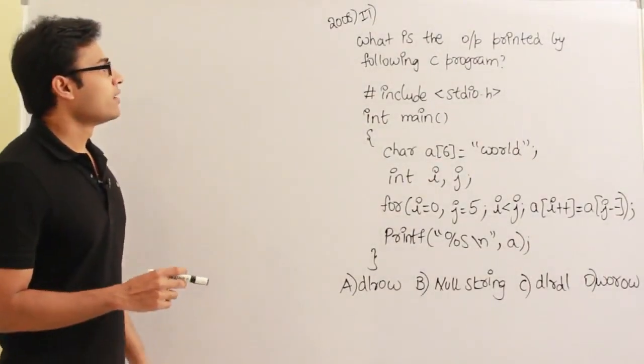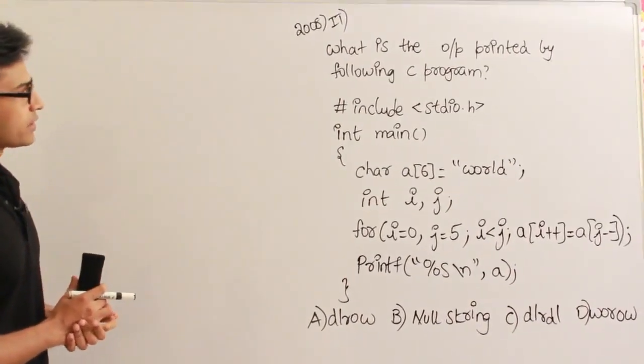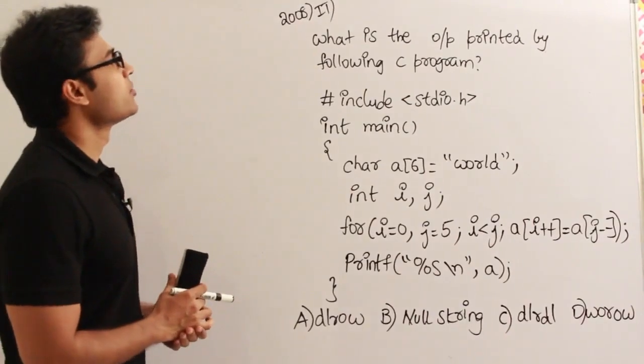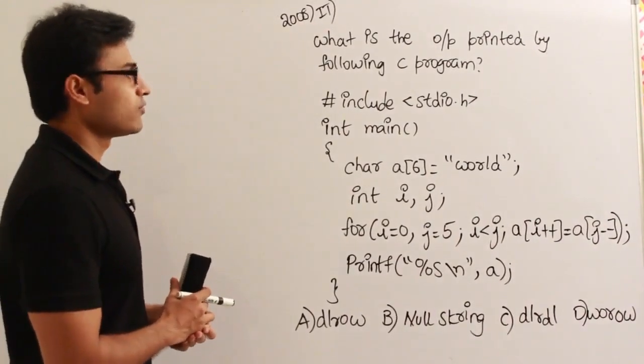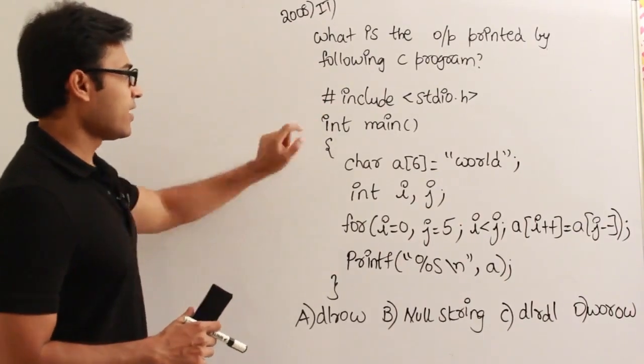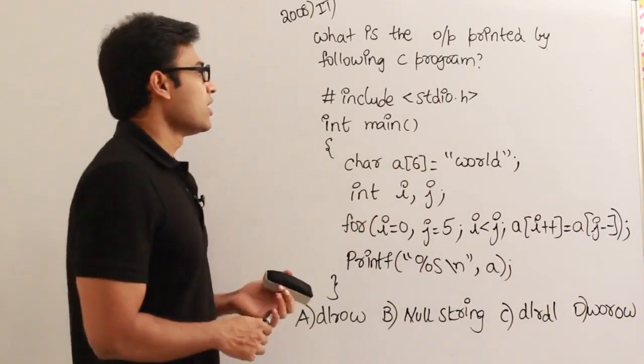Now watch this. This question was asked in GATE 2008. Again it is on string constant and array. So what is the output printed by the following C program? The C program is given like this: #include <stdio.h> and int main. They are saying that char a[6] = "world".